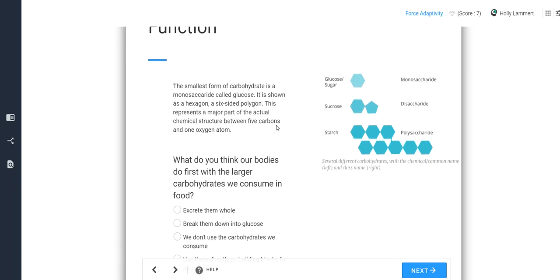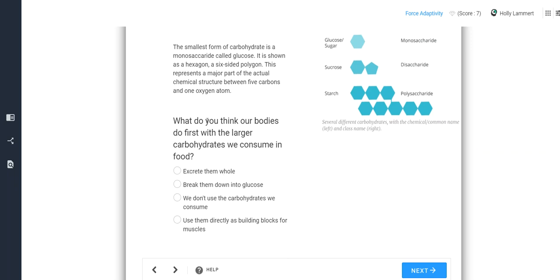Function. The smallest form of a carbohydrate is a monosaccharide called glucose. It is shown as a hexagon, a six-sided polygon. This represents a major part of the actual chemical structure between five carbons and one oxygen atom. That's how you get the hexagon here: five carbons together and then one little oxygen. What do you think our bodies do first with the larger carbohydrates we consume in food? If we were to eat a starch, what do you think happens? First, they break them down into glucose.